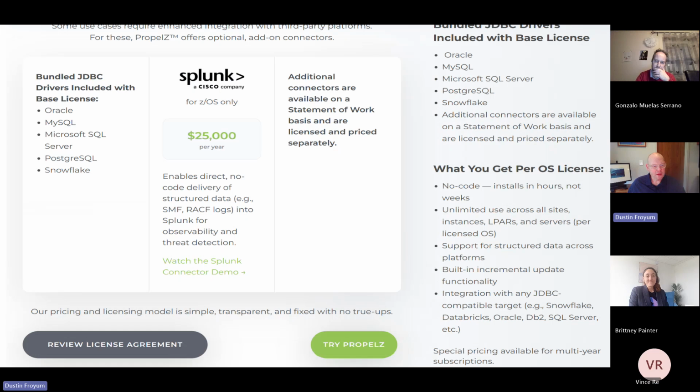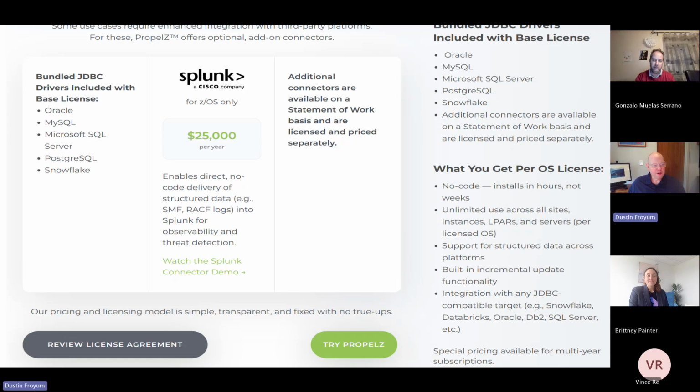And then if you want the out of the box Splunk connector, then that's 25,000. The DB2 connector we've talked about, if you want that, that's the input side, not the output side. The input side is also something like 25,000. Again, there's no scalability to that cost. That is your fixed annual cost. It includes your maintenance and support as well.